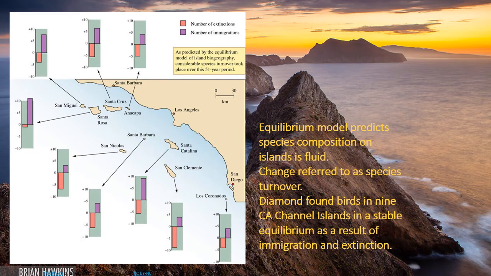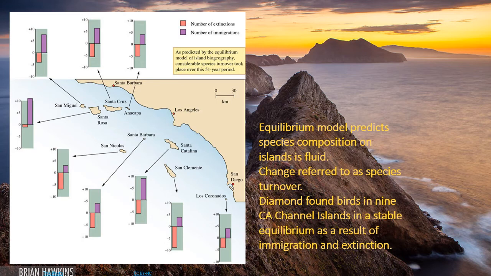We know that the equilibrium theory of island biogeography predicts this number of species on each island dependent on its isolation and its size, but it also notes that the composition is going to be changing constantly, which is called species turnover, because you have new immigrants and you have species existing on the islands that are going locally extinct. Well, is that really happening? Because we think things are fairly stable.